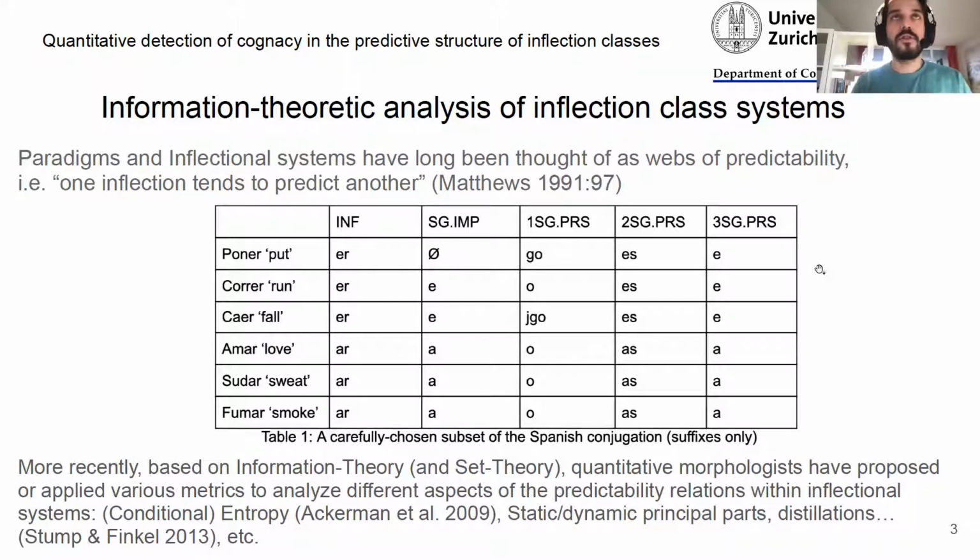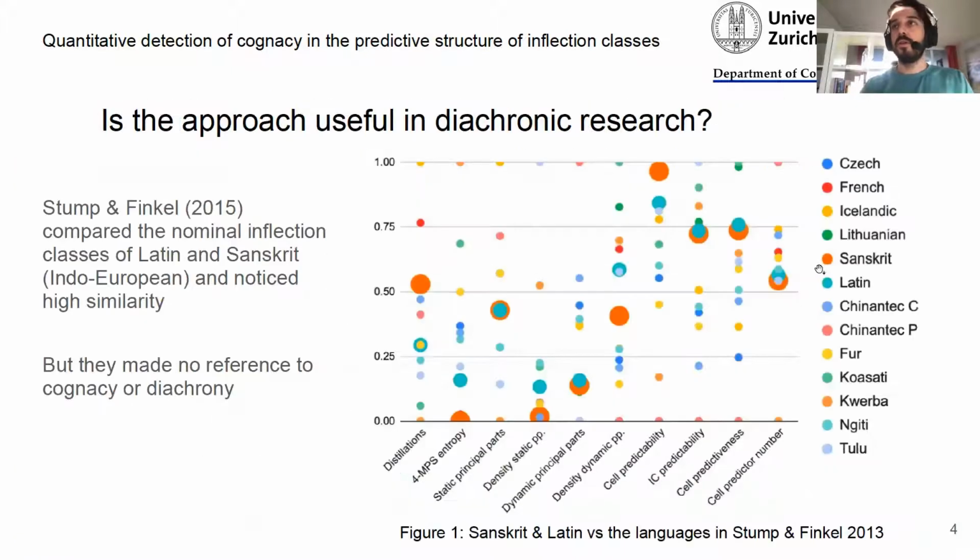I don't have time, unfortunately, to describe what each of these different metrics captures. And I encourage you to look at the literature that I cite here if you want to know about the details. Now, the question that we will be focused on today is whether these metrics, or this overall quantitative approach, is useful in diachronic research. And there is very little literature that has pursued this.